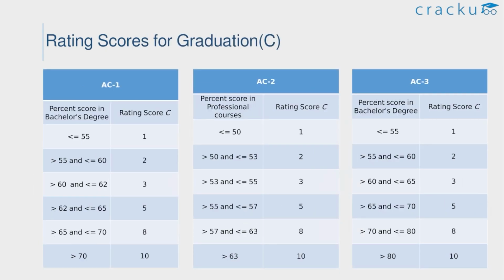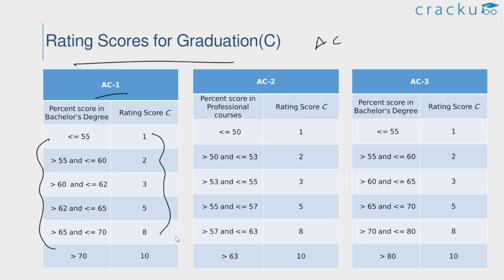Let us see the third one, that is the rating score for graduation, and all the streams in graduation are categorized in the term of AC. AC stands for academic category. If you have done your graduation in the stream of MBBS, then you come under the category of AC1. So these are the percentages, and these are the corresponding rating scores.